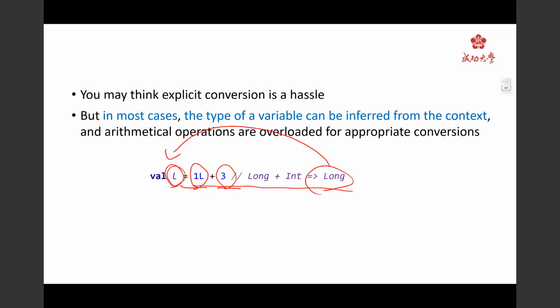So again, in most cases, we don't really have to do type conversion manually because the type of a variable most of the time can be inferred from the context automatically by the compiler. Okay.